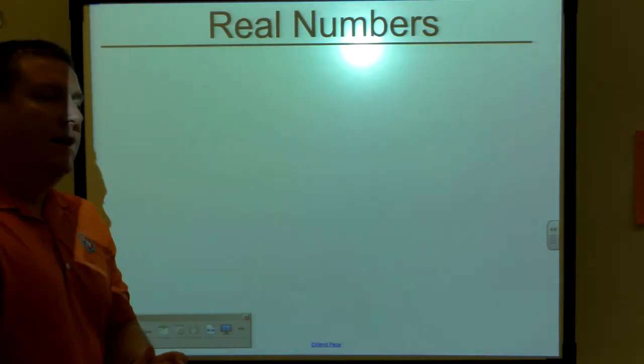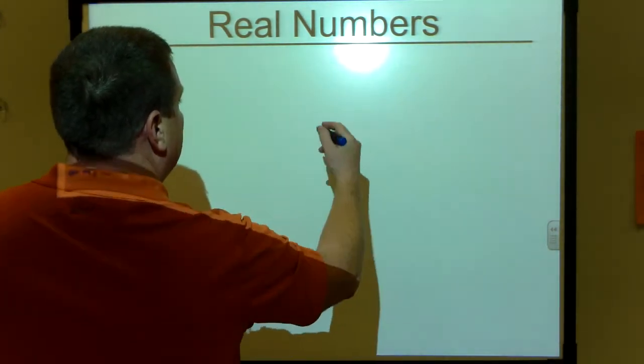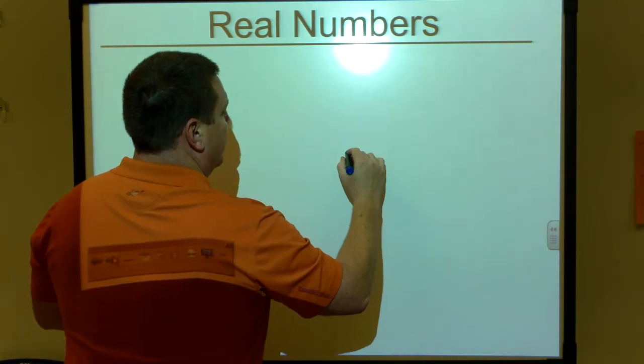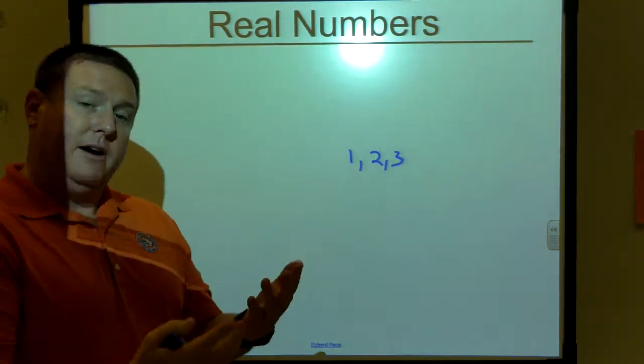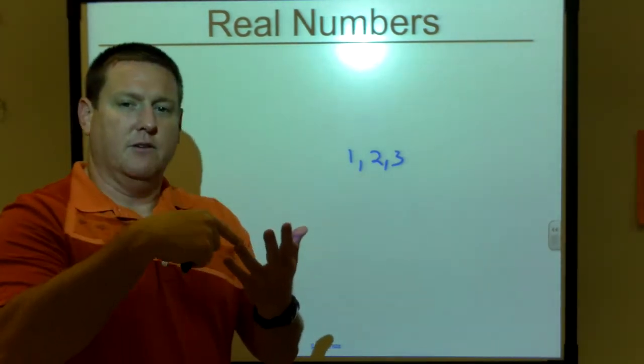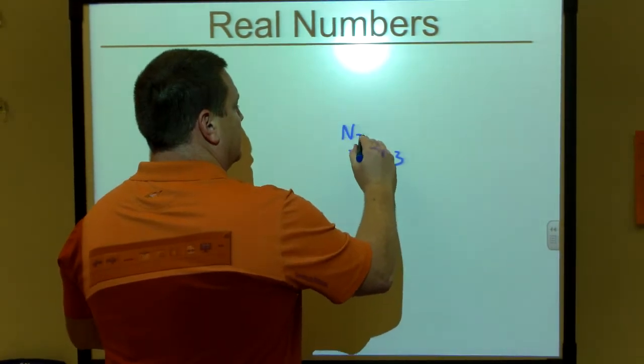Okay, here's the breakdown of real numbers. When you're first learning to count, we start with something like 1, 2, 3, and so forth. And when your parents are teaching you how to count, they point to things like your fingers or little objects around you. These are called natural numbers.